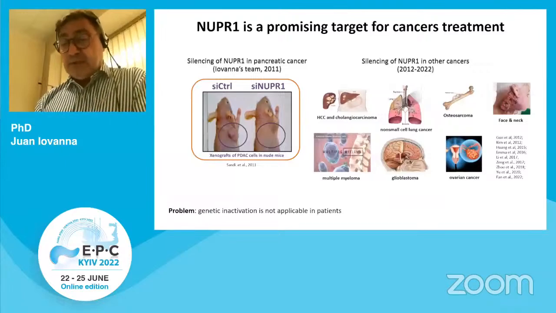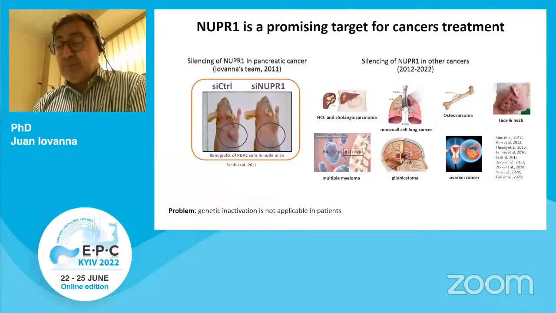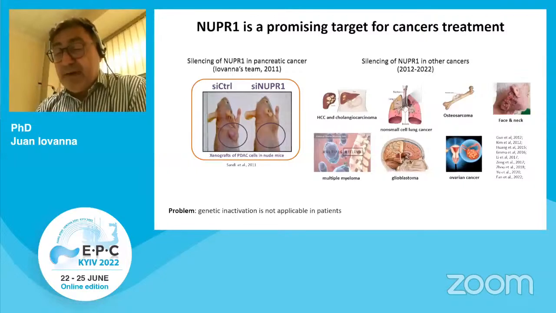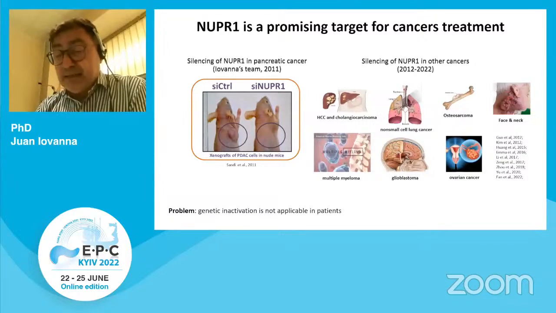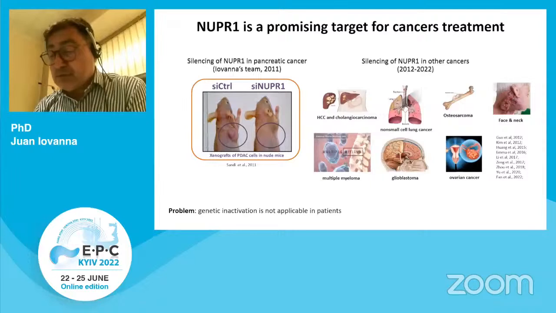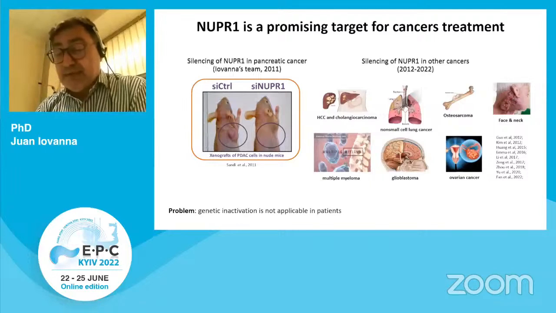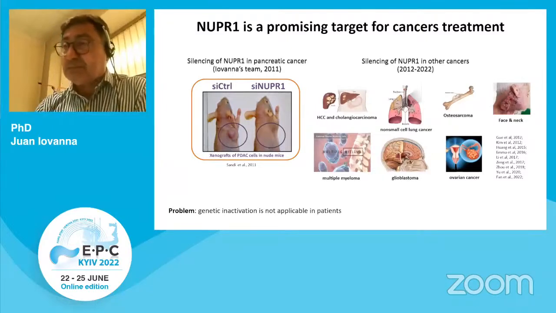As a proof of concept, in 2011, we inactivated NUPR1 in pancreatic cancer cells by using a genetic approach and demonstrated that tumor development was completely blocked in a xenograft model. Then several laboratories around the world applied our strategy and demonstrated comparable results on several other cancer models. Therefore, NUPR1 seemed to be a good target for treating pancreatic cancer, but also probably other cancers. The problem is that genetic inactivation is not yet efficiently applicable in patients presently.